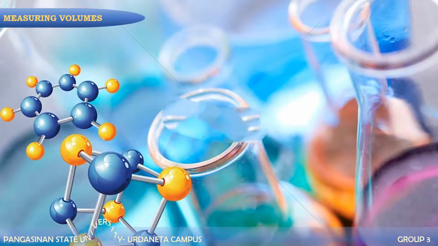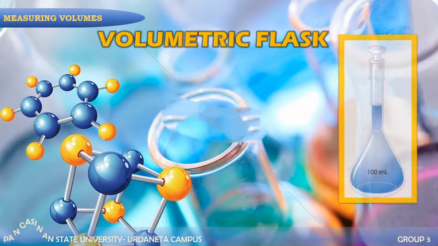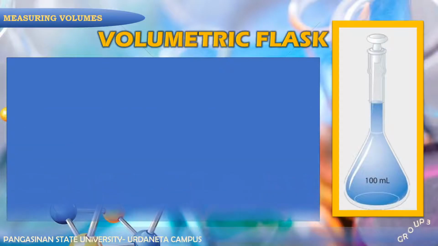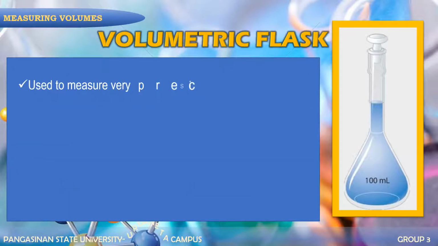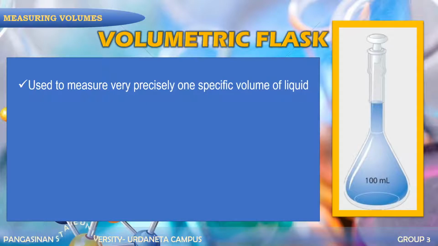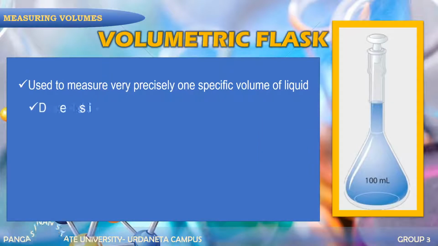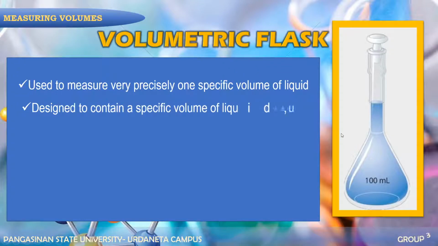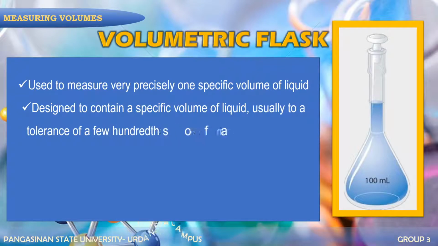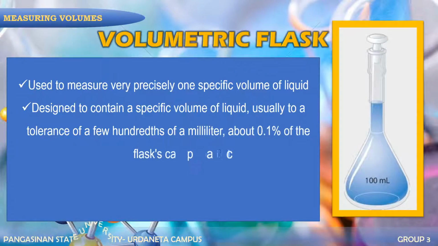I am Elijah Celso and I will discuss the last instrument that is used to measure volume, the volumetric flask. A volumetric flask is used to measure very precisely one specific volume of liquid. The available sizes of this instrument range from 1 milliliter to 2 liters. It is designed to contain a specific volume of liquid, usually to a tolerance of a few hundredths of a milliliter, about 0.1% of the flask capacity. The flask has a calibration line engraved on the narrow part of its neck. It is filled with liquid so that the bottom of the meniscus is on the engraved line.